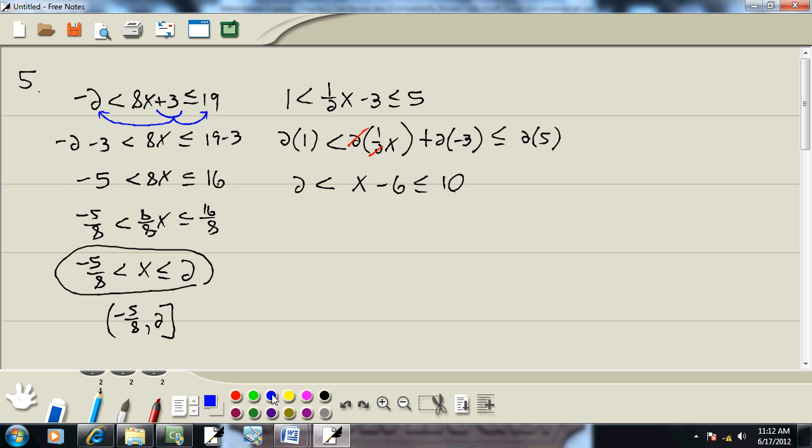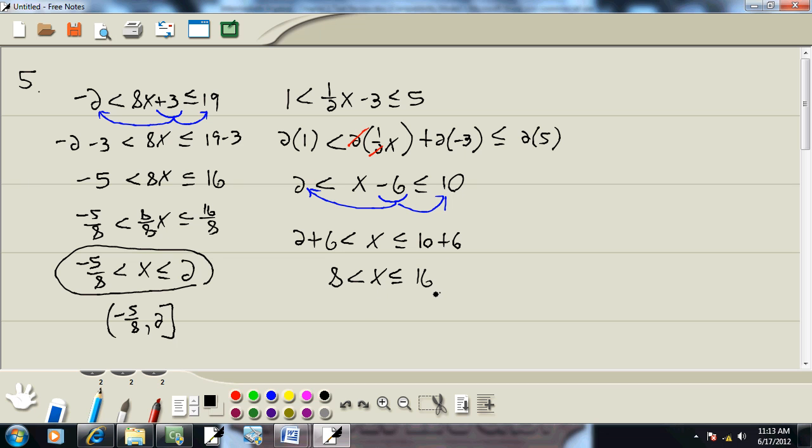Third step, get everything with an x in the middle, numbers on the other two sides. So I'll take negative 6 over there and negative 6 over there. Take anything across your inequality symbols, the sign changes. So the negative 6 becomes a positive 6. Combine together the numbers in a step. 2 plus 6 is 8. 10 plus 6 gives us 16.